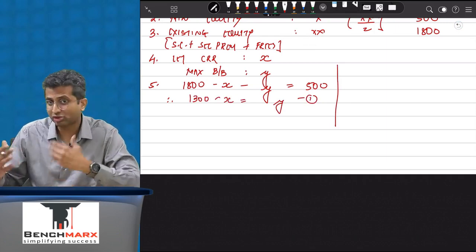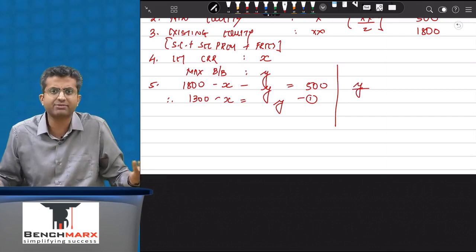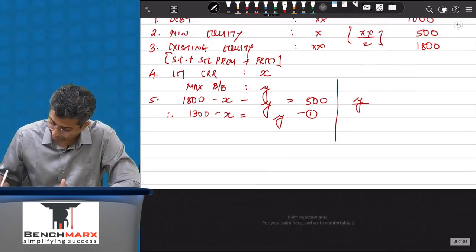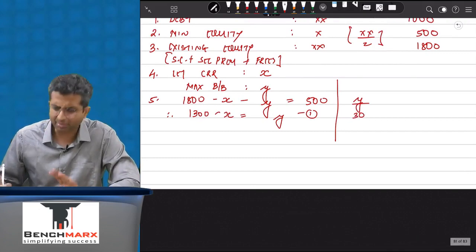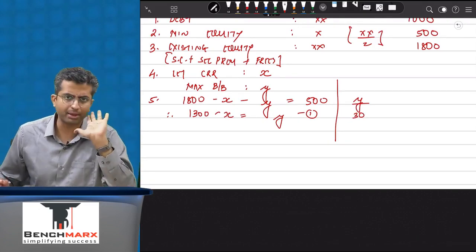Similarly, you will put another equation whereby you will take the maximum amount that you can spend for buyback, that is y rupees. Y rupees is the maximum amount you can spend for buyback. You will divide this by the buyback price. So let us say hypothetically the buyback price is 30 rupees. So this will give you the number of shares that you can buy back.